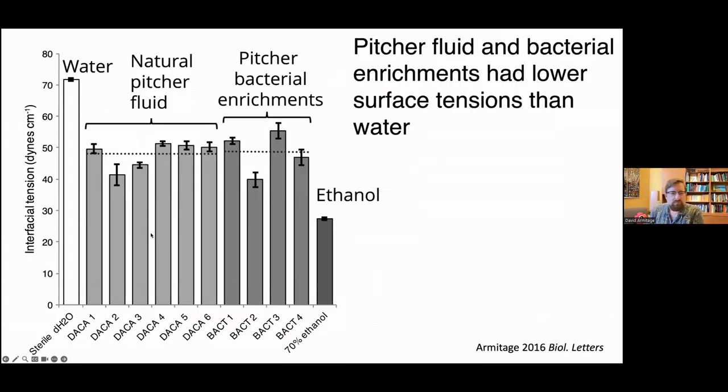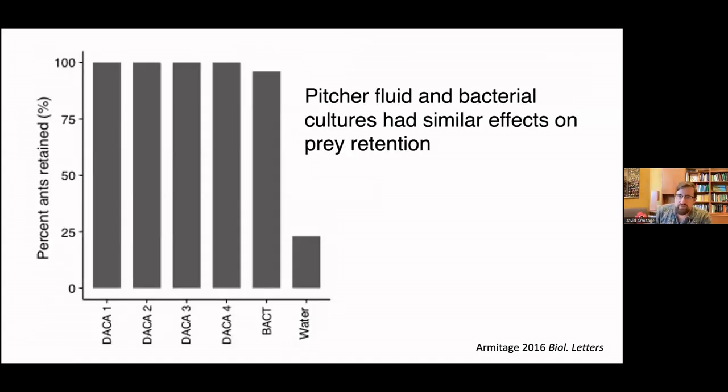You can see some of the results here, where we have interfacial tension, so this is surface tension. This is water, the first thing on this graph. The rest of these are either natural Darlingtonia fluids, which are significantly lower in surface tension than water, and then the enrichments of the bacteria, so growing the pitcher plant bacteria in sterile water, lowers that surface tension as well. So what are the functional consequences of this lowered surface tension?